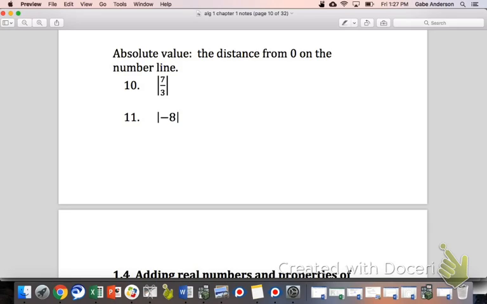So when you look at a question like number 10, it says evaluate the absolute value of 7/3. What do you think that would be?